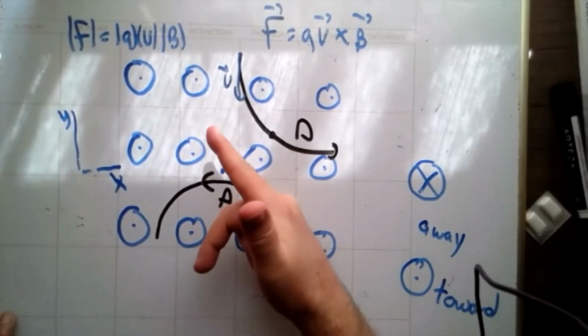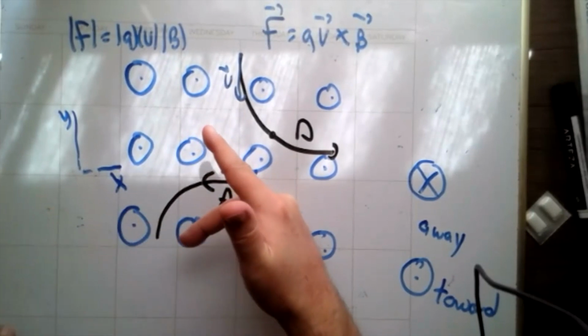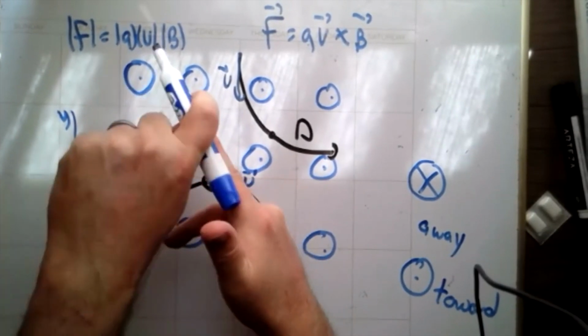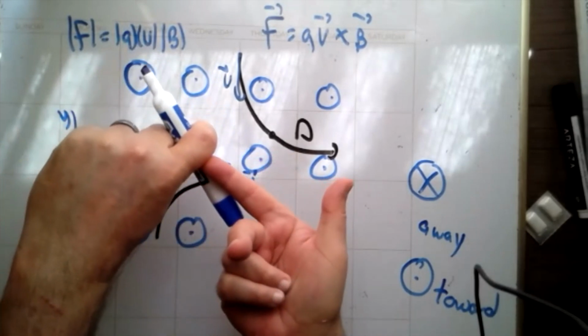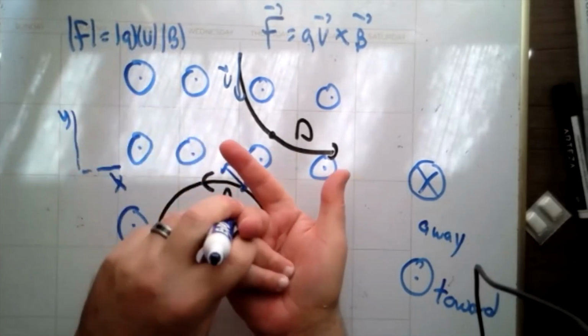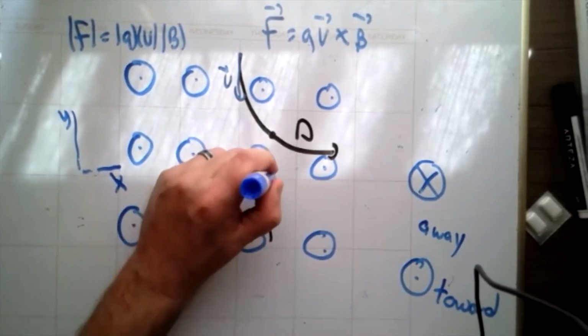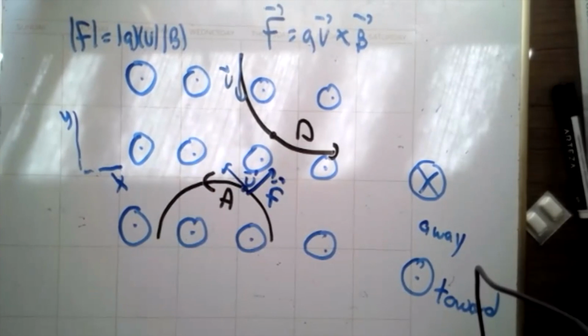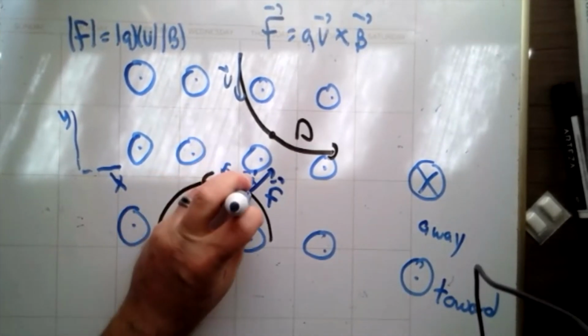So V is the first one. I've got to rotate my hand until my middle finger lines up with B. So I'm going to hold my first finger along V that way and rotate. Okay, now I'm lined up with B. Then F would point off this way. My force vector is perpendicular to both of them, perpendicular to V and perpendicular to B.